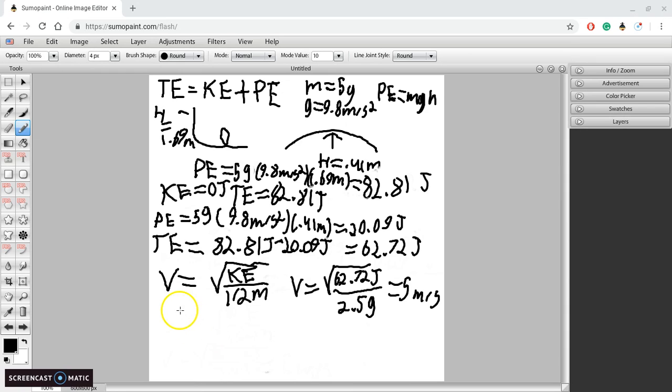Then for velocity, we do the square root of kinetic energy over 1/2 mass, which looks like 62.72 joules over 2.5 grams, which is equal to approximately 5 meters per second.